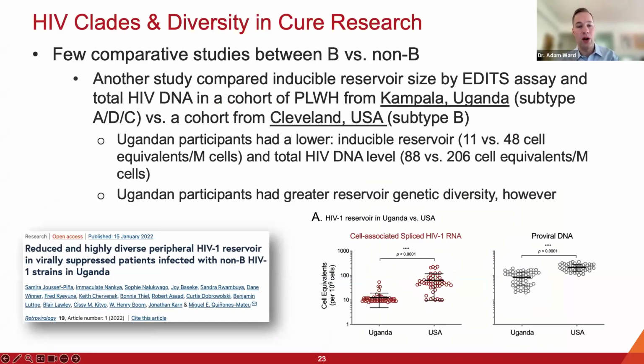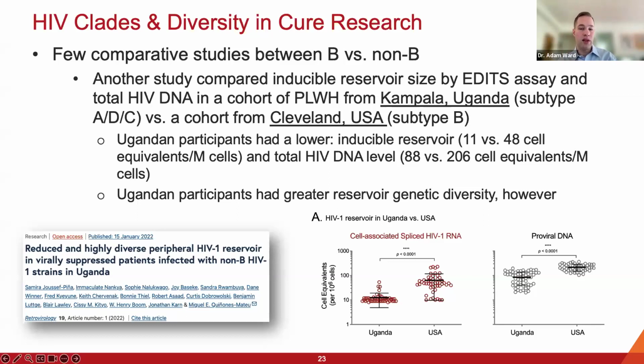This study compared inducible reservoir size by an assay called the EDITS assay, and they also compared total HIV cell-associated DNA in a cohort of people living with HIV from Kampala, Uganda, who were all living with either subtype A, D, or C, versus a cohort of people living with HIV from Cleveland, Ohio. These participants were all living with subtype B HIV. And they found that the Ugandan participants also had a lower inducible reservoir, as well as lower total HIV DNA levels. However, Ugandan participants had greater reservoir genetic diversity compared to the participants from Cleveland.